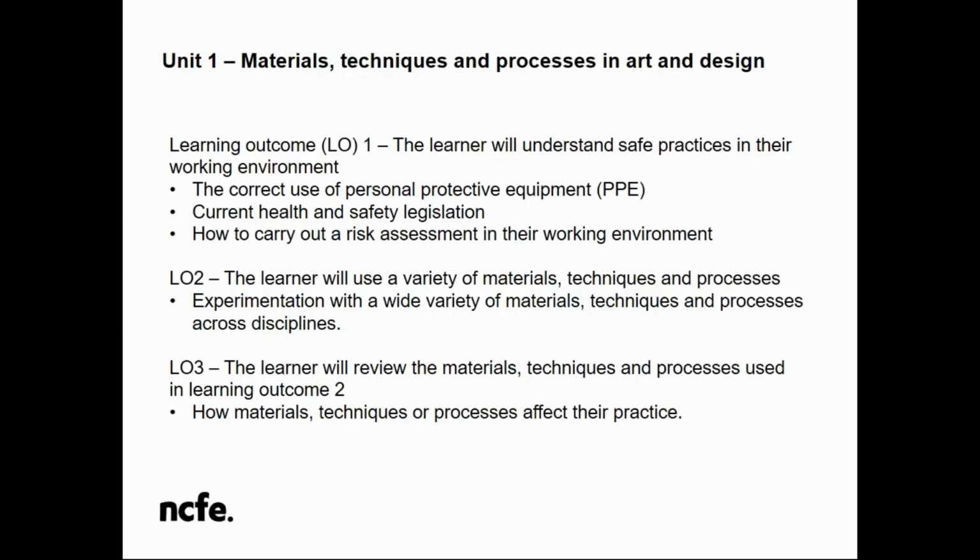For Learning Outcome 3, learners must evaluate how materials, techniques or processes affect their practice. It's important to remember that learners aren't required at this point to produce a final evaluation of their work. This should be an ongoing review of their use of materials, processes and techniques, and this could be in the form of a studio or workshop journal, a report or presentation, or even a blog would be acceptable.